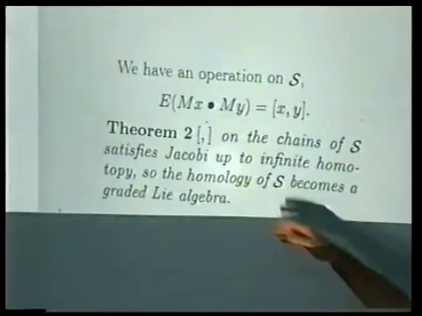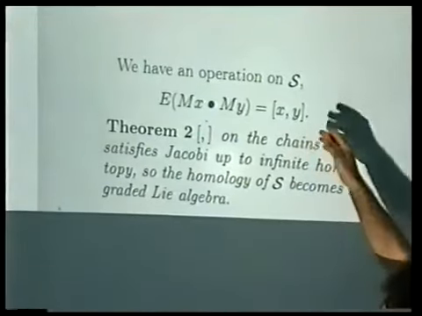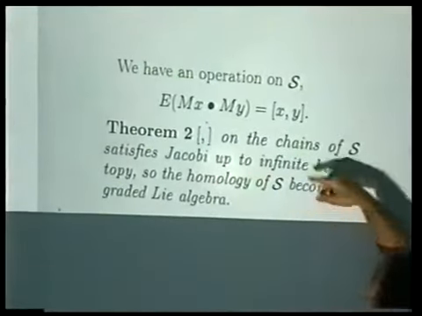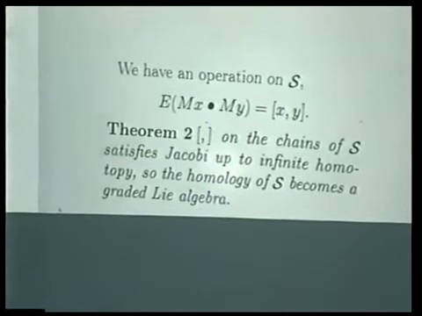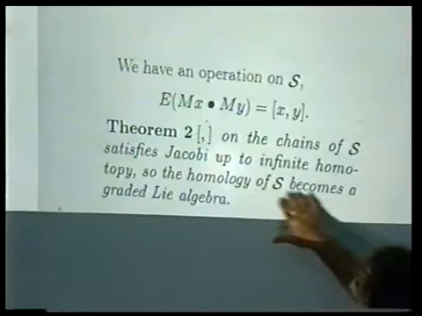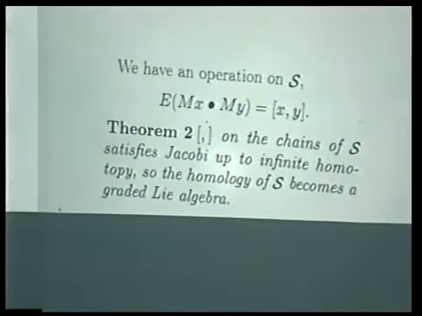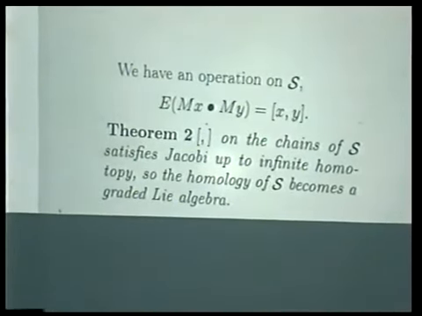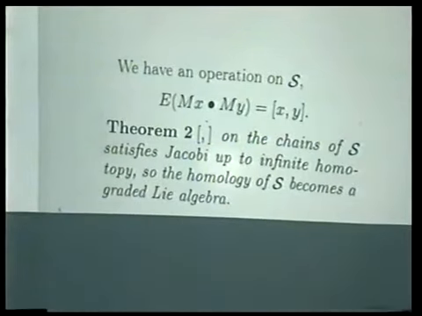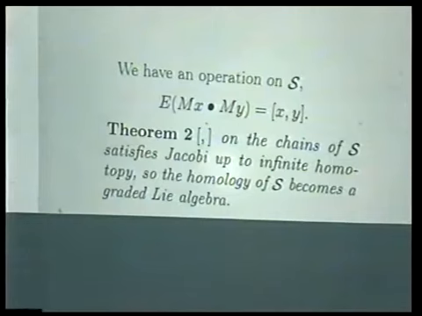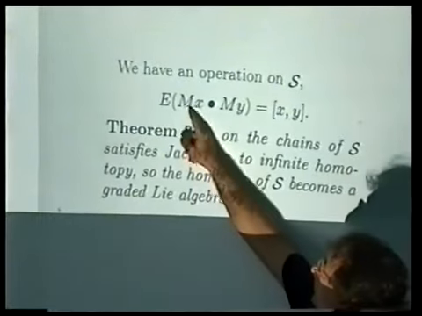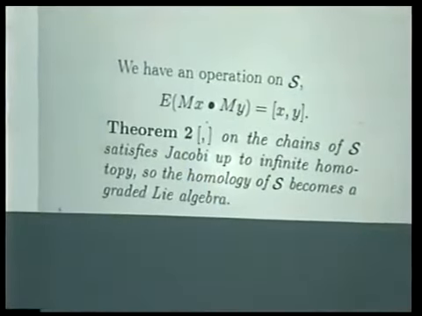And it's obviously compatible with the boundary. Everything here is compatible with the boundary. The boundary is defined on the chain level, and the boundary of the product is the Leibniz rule. And so the homology of the string space of a manifold becomes a graded Lie algebra. And the degree of this operation is minus d plus 2. That's theorem 2. An i thing and a j thing goes to i plus j minus d plus 2, because of the two m's. Okay?